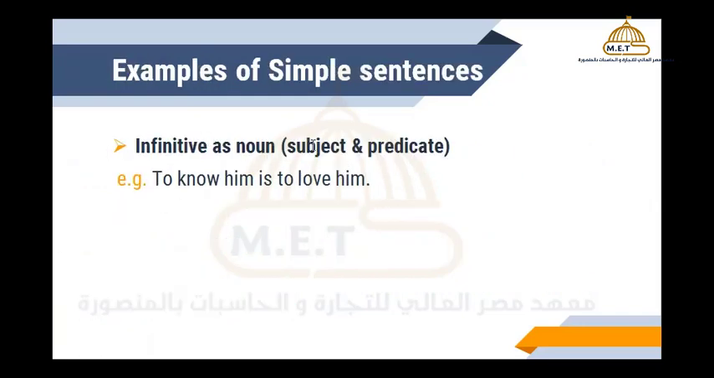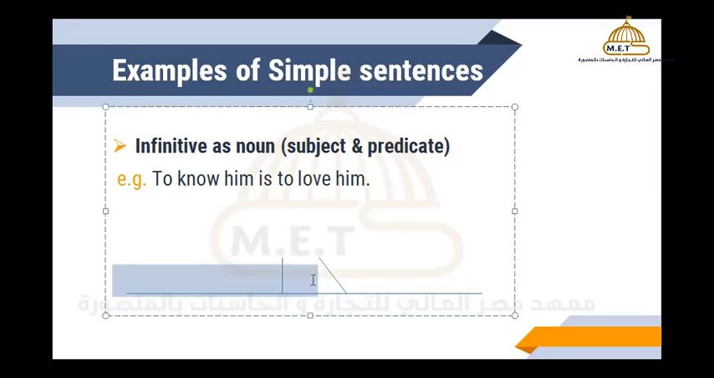Infinitive as noun, subject and predicate. To know him is to love him. We'll do the diagramming. We made the baseline and we made the splitting between the verb and the subject. To know him is the subject, is the verb. To love him is the object. First I put the is as the verb.